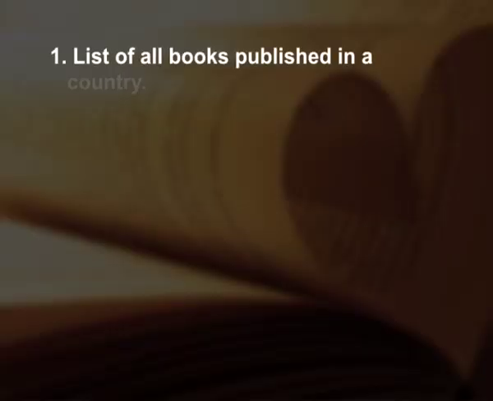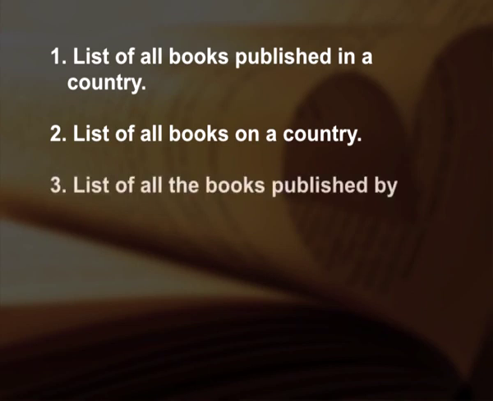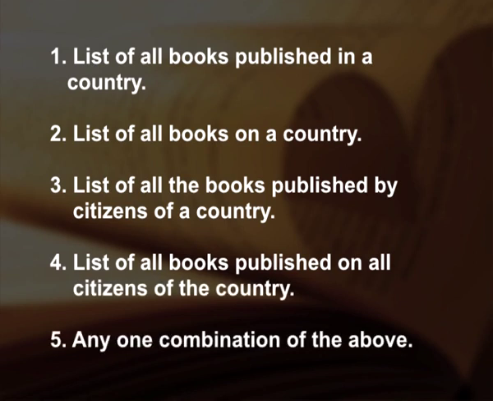Ranganathan recognizes the following categories of national bibliography. First one, list of all books published in a country. Second one, list of all books on a country. Third, list of all the books published by citizens of a country. Fourth, list of all books published on all citizens of the country. And fifth, any one combination of the above. Example, Indian National Bibliography, British National Bibliography.